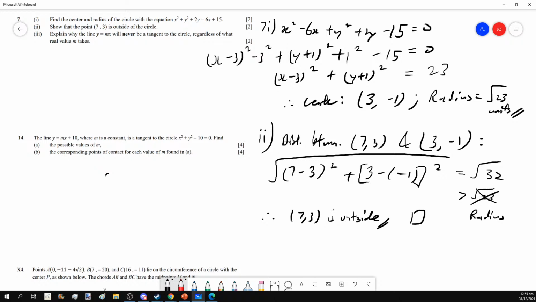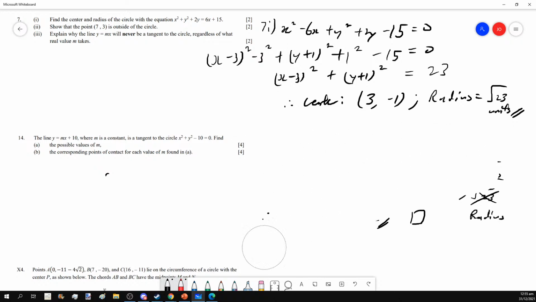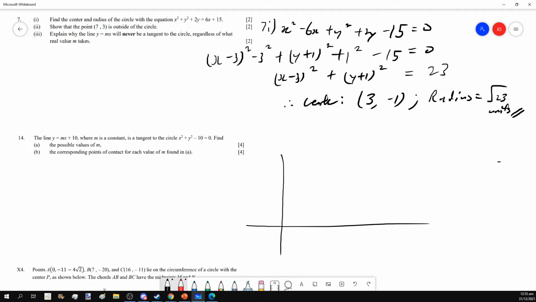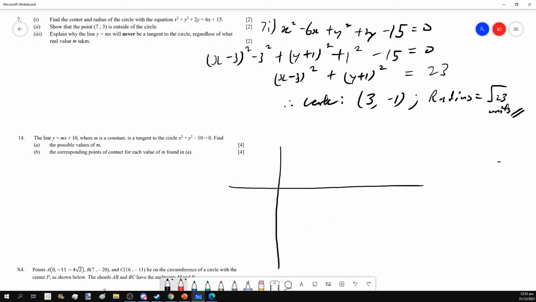Now the last part asks, explain why a line that is in the shape y equals mx will never be a tangent to the circle. So I want you to imagine the graph of the circle for yourself. We are at (3, negative 1), like so. We have a pretty big radius, I would say. We have a radius of like square root 23 units. Okay, let me make it more accurate.